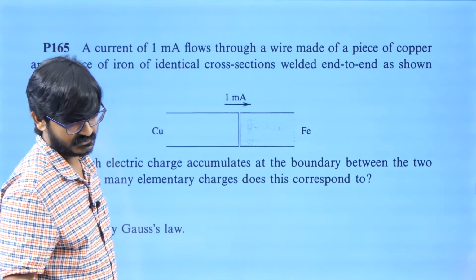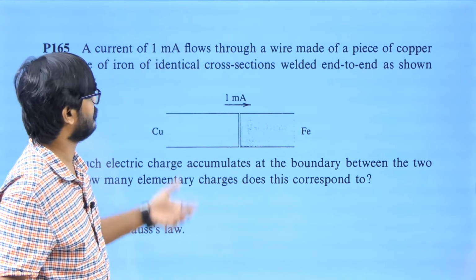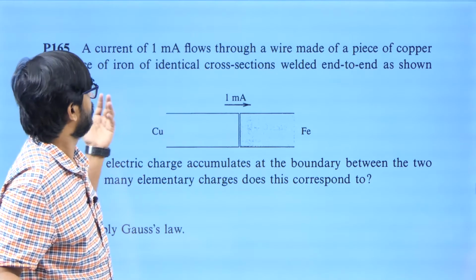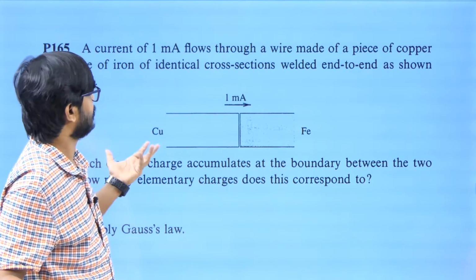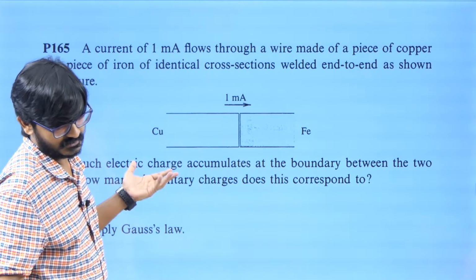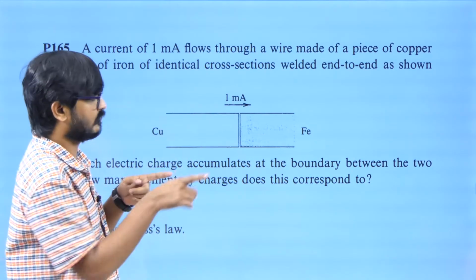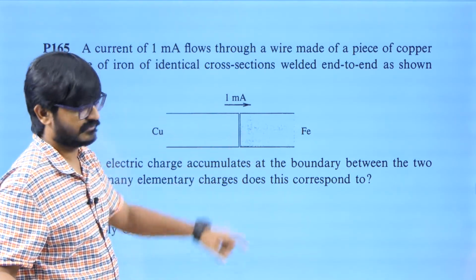Now going to the next question. A current of 1 milliampere flows through a wire. Anyway, that doesn't matter much. Don't worry about the values, because you need to know some values to get the exact answer. It is made to pass through a piece of copper and a piece of iron, of identical cross section, welded end to end. So there are two wires like this, but this is made of one material and this is made of another material.